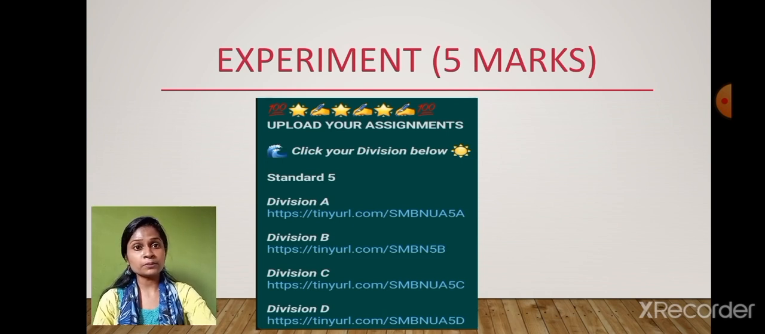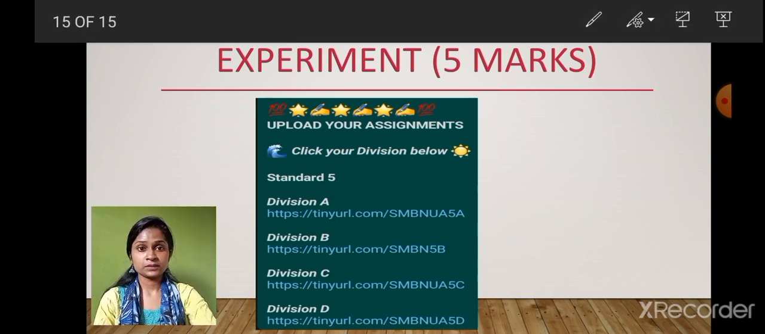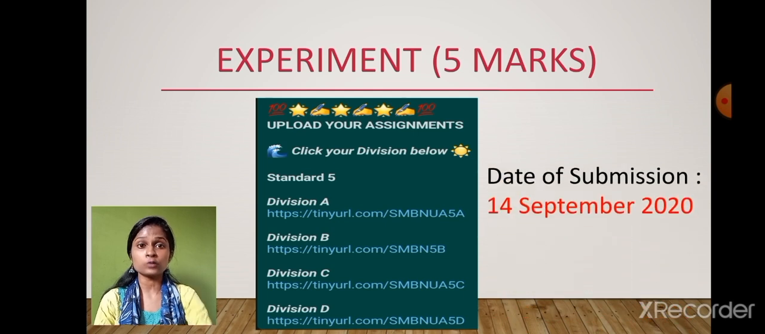Most importantly, the date of submission. You have to submit your project, your experiment, on 14th September only. To reduce the confusion, we have allotted different dates for different subjects. So please, students, do the experiment submission only on 14th September, not before that. If anybody submits before 14th September, your project won't be assessed. So do your submission exactly on 14th September. Is that clear?